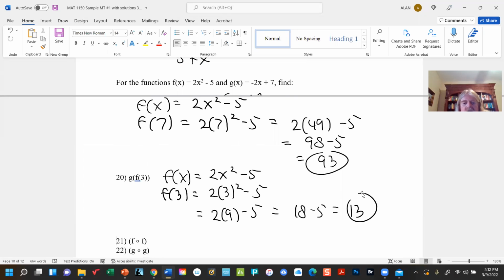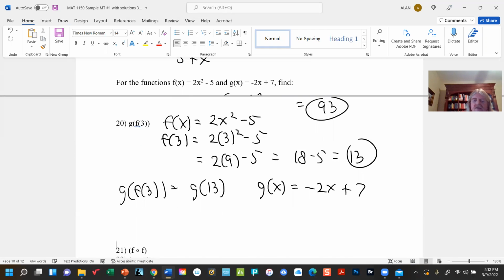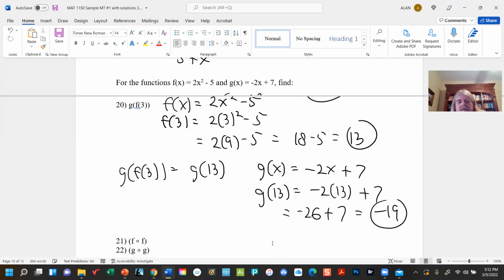Isn't that right? Hold on. Did I do this right? Oh, right. Yeah, but we're not done. That is correct, but we're not done. Okay, so g of f of 3 is equal to g of 13. And since g of x is minus 2x plus 7, that means that g of 13 is minus 2 times 13 plus 7, minus 26 plus 7, minus 19. Excellent.